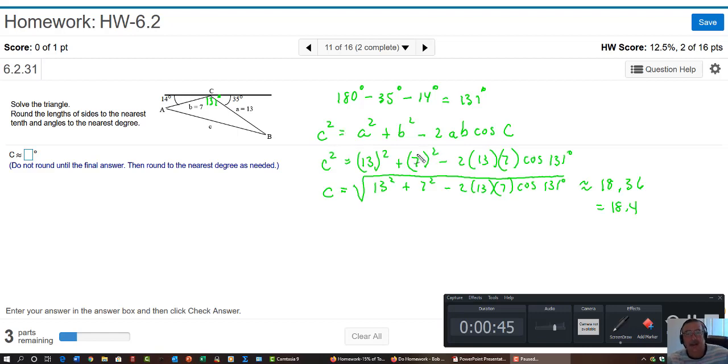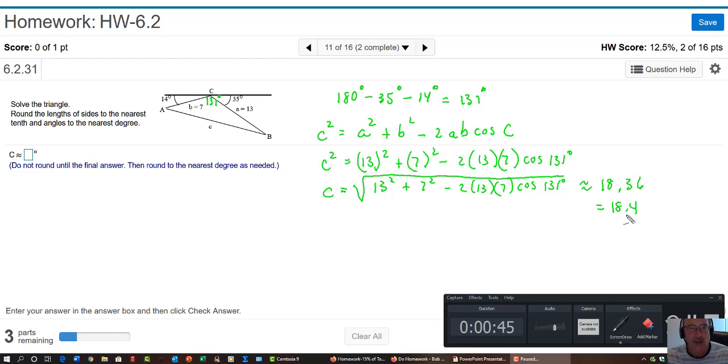All right, so plugging into the formula here, I let A be 13, B be 7, and then of course the angle we found earlier was 131. So when I took the square root of both sides, I ended up with side C is 18.36. It wants us to round it to the nearest tenth of a degree, or the sides, I'm sorry, to the nearest tenth. So I went ahead and made that 18.4.